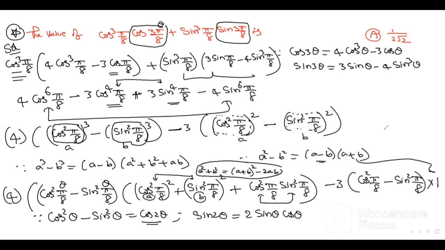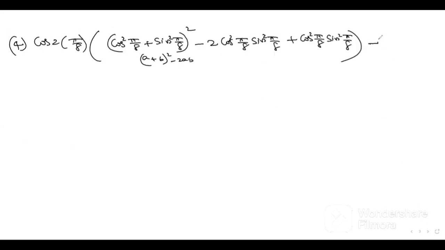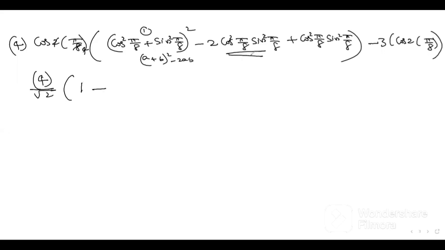Next, minus 3 times of, this value is the cos 2 theta form. So cos square theta minus sin square theta becomes minus 3 times of cos 2 theta, 2 into pi by 8. Now 4 into, here 2 1, 2 4 get cancelled. Cos pi by 4 value is 1 by root 2 into, this value becomes 1, since cos square pi by 8 plus sin square pi by 8 value is 1. 1 square is 1. Here minus 2 times of cos square pi by 8 into sin square pi by 8, plus 1 time of cos square pi by 8 into sin square pi by 8. One value gets cancelled. What we get here?